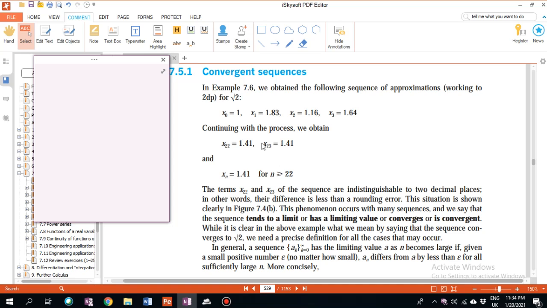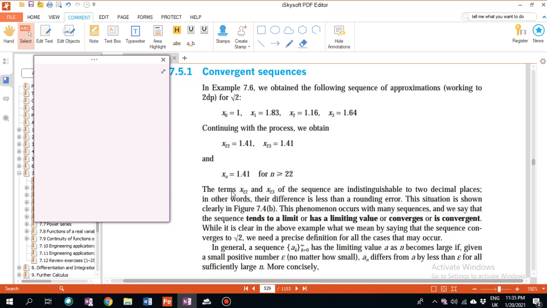When you calculate x23 you also will get 1.41. So for example, you keep on calculating x24, x25, the value is 1.41, means that in this sequence it starts to converge, or x_n we can say equal to 1.4 for n greater than 22, means that the value starts to be converged.